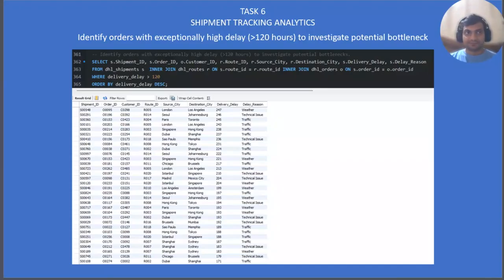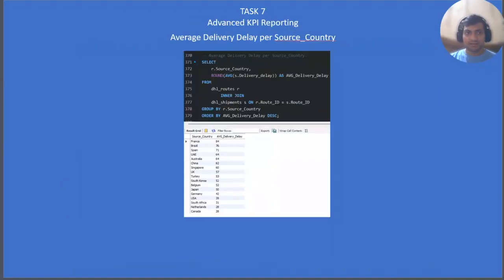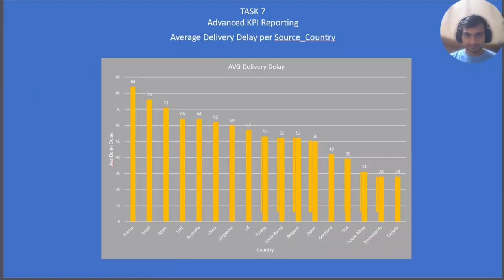Further, we have orders with exceptionally high delays. And further, we have the average delay per source country. Further in the analysis, if we move on, we can see the average delivery delay per source country visualized.